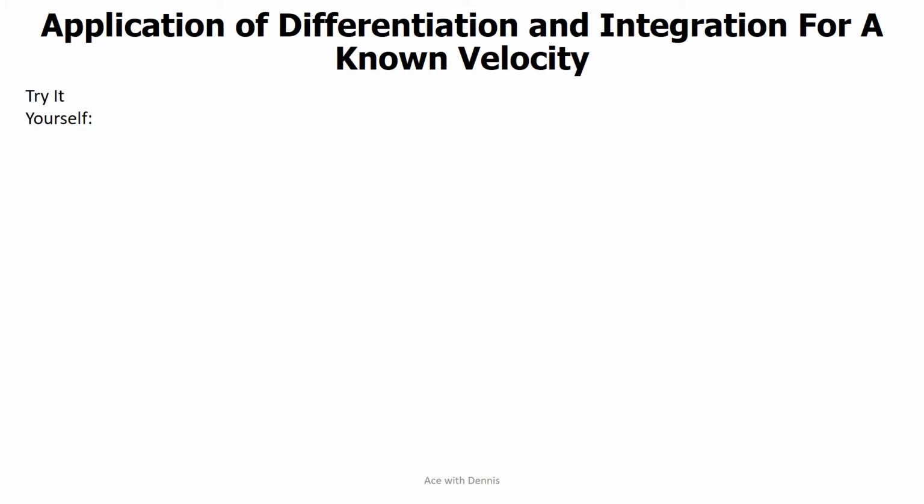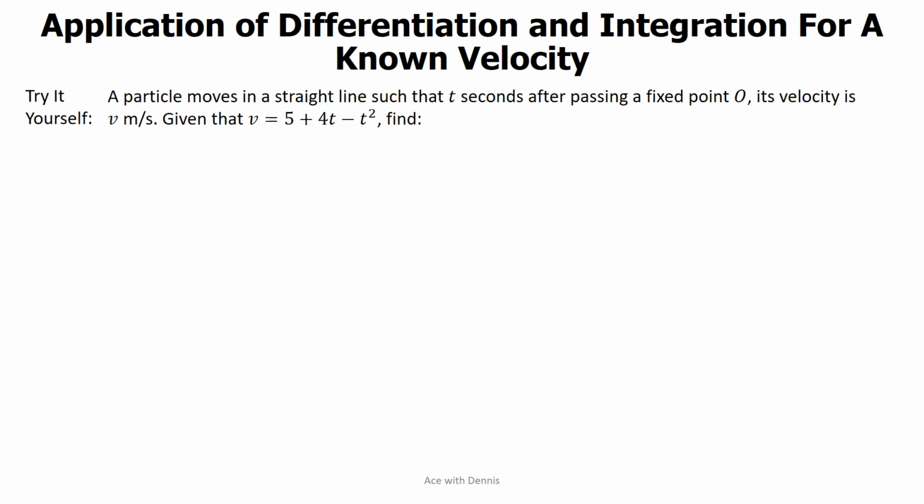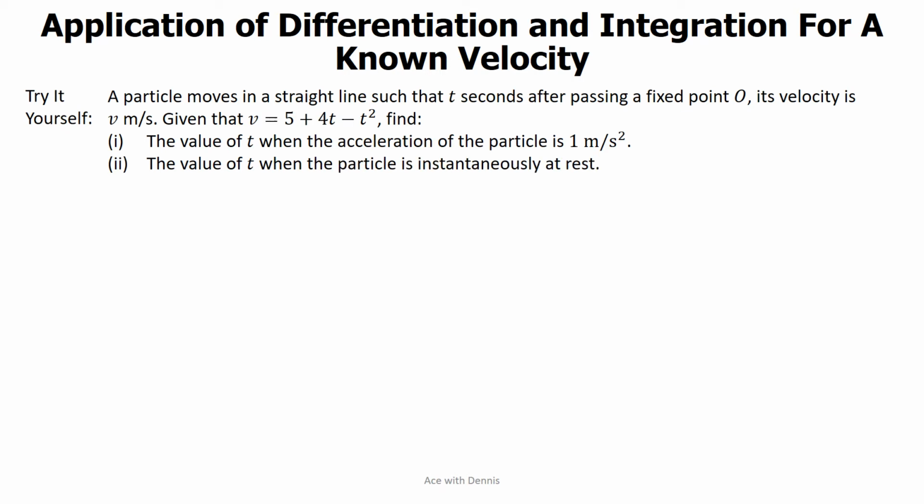Now you can try this example yourself. A particle moves in a straight line such that t seconds after passing a fixed point O, its velocity is v meters per second. Given that v equals 5 plus 4t minus t squared, find 1. The value of t when the acceleration of the particle is 1 meter per second squared. 2. The value of t when the particle is instantaneously at rest.